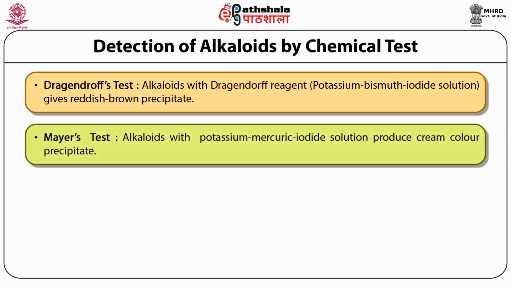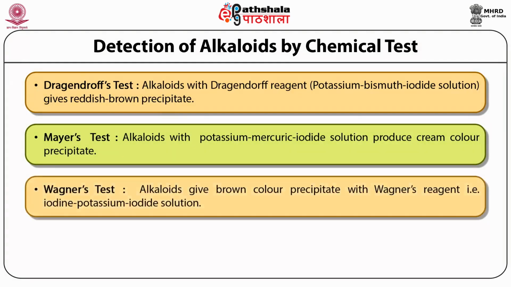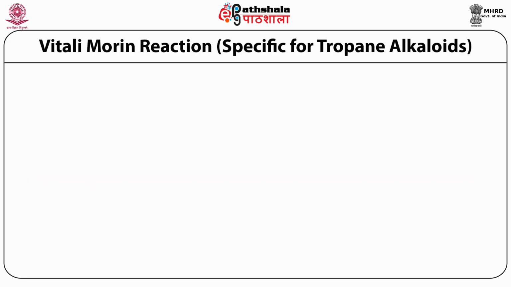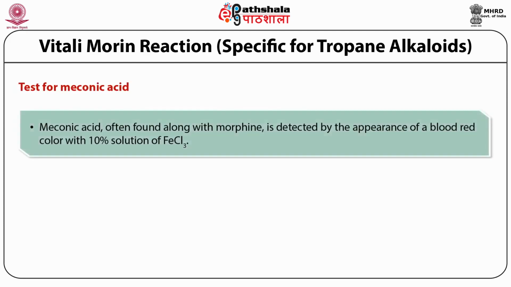In the same way, Mayer's reagent, which is potassium mercuric iodide, produces a cream-colored precipitate, while Wagner's reagent, which is iodine potassium iodide solution, produces a brown precipitate. Hager's reagent is a saturated solution of picric acid, which gives a yellow crystalline mass. There are some specific methods. For tropane alkaloids, we have the Vitali-Morin reaction, while for meconic acid, which is closely associated with morphine, there is a special test: treatment of the sample with 10% ferric chloride solution gives a blood red color.